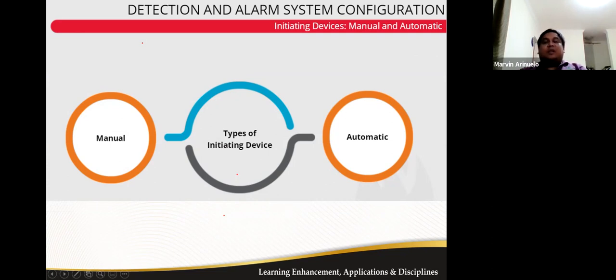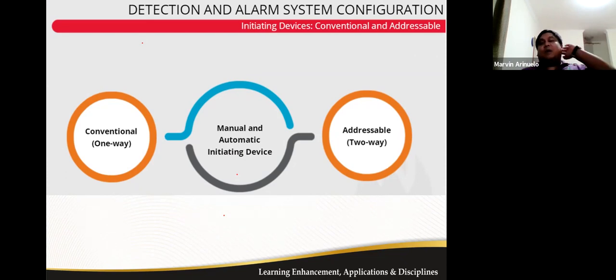Let us discuss detection and alarm systems. So again, it can be manual, which is designated as F, and automatic can be H or S, H heat detector or S smoke detector. Now the manual and automatic initiating devices can be conventional or addressable. Addressable means two-way. Very simple.